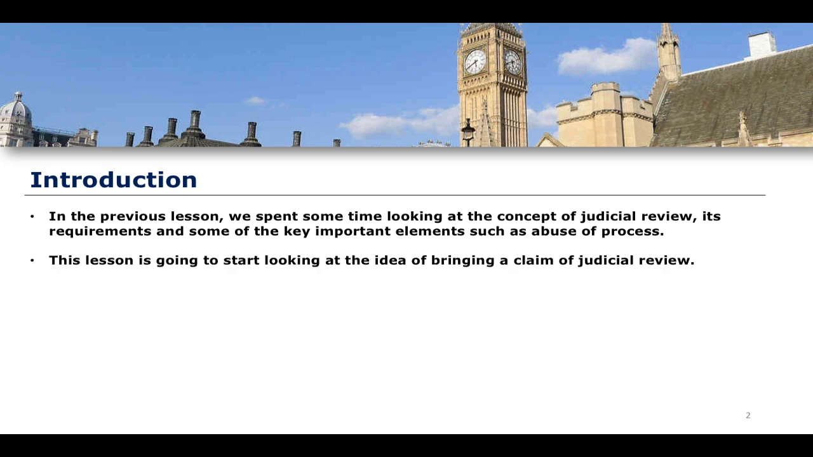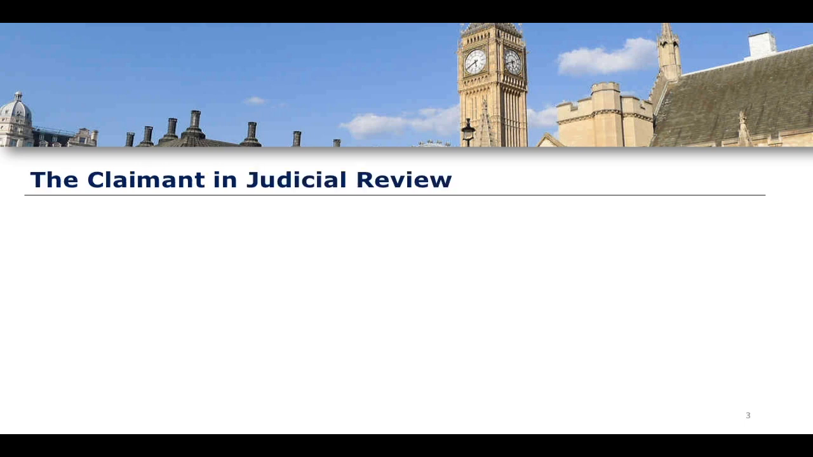So this lesson is going to talk about the process of actually bringing a claim in judicial review, the person who may be a claimant, and looking at a couple of pieces of case law that illustrate the purpose of this particular area, the purpose of essentially restricting, at least theoretically, the number of people who may be able to bring claims in judicial review.